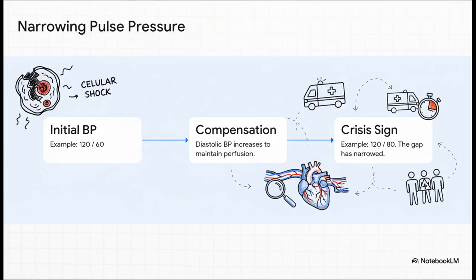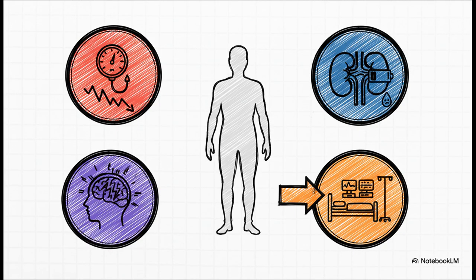And you can actually see this battle happening on a blood pressure monitor. Normally, you've got a nice healthy gap between the top number and the bottom number, let's say 120/60. But as the body starts fighting to compensate for shock, it squeezes those arteries, and that bottom number starts to creep up, maybe to 120/80. See how that gap is shrinking? That's called a narrowing pulse pressure, and it is a huge red flag that the body is straining to its absolute limit. But that desperate fight, it can't last forever. Eventually, the body's defenses just break.